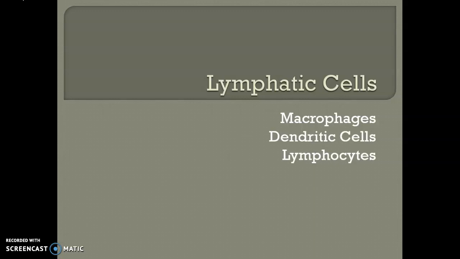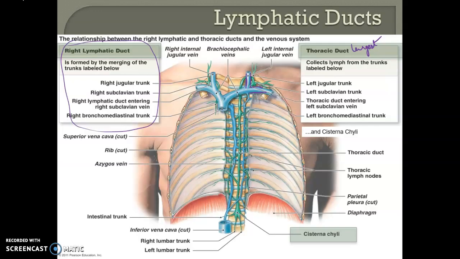So, moving on to lymphatic cells. Oh, quick thing. I forgot to mention this. Now, let's look at the thoracic duct. This whole big thing is the thoracic duct, right? This structure in green is the thoracic duct.